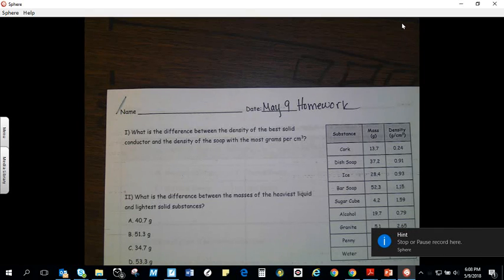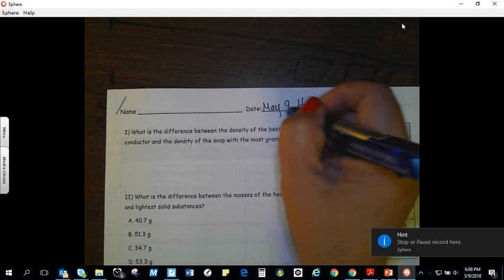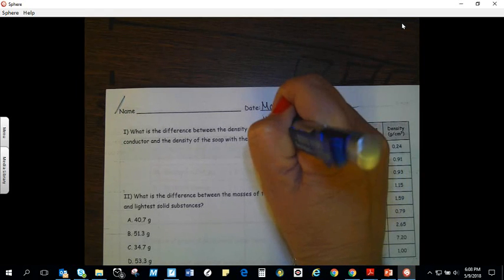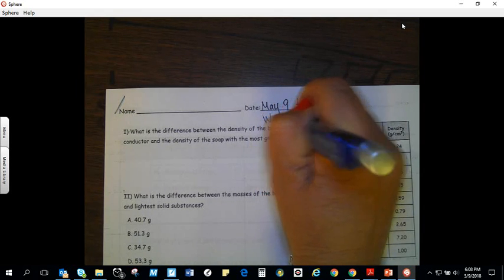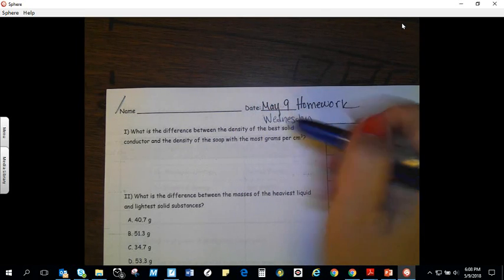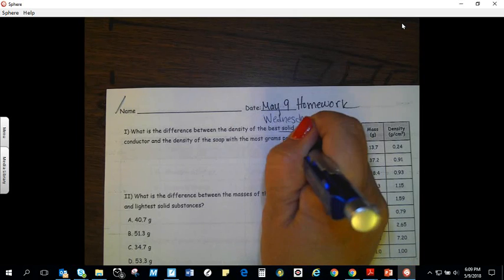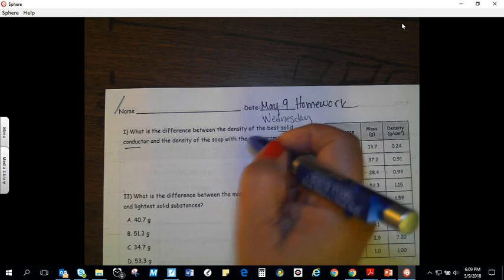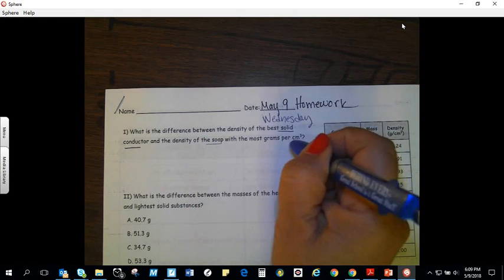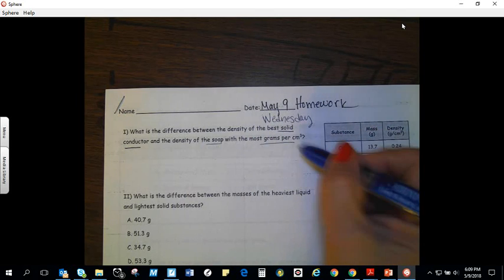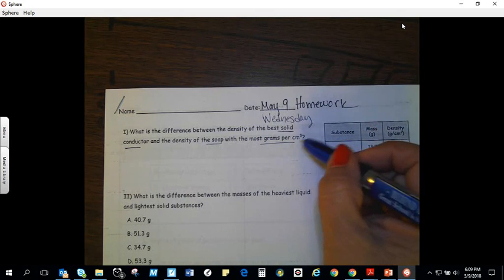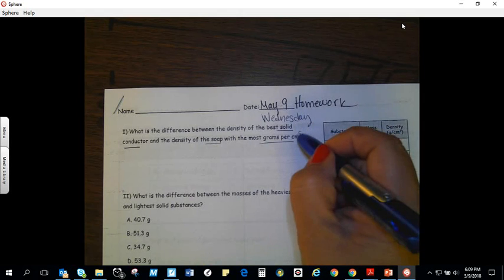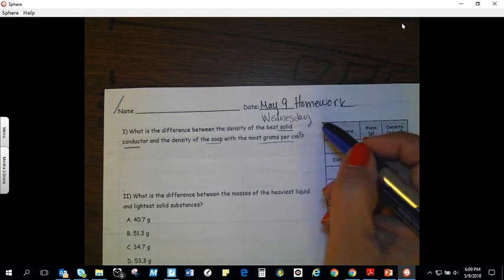Okay, so tonight's homework, this is for May 9th, which is going to be Wednesday. And let's take a look at what we have. So what is the difference between the density of the best solid conductor and the density of the soap with the most grams per cubic centimeters? And remember that we're using cubic centimeters.